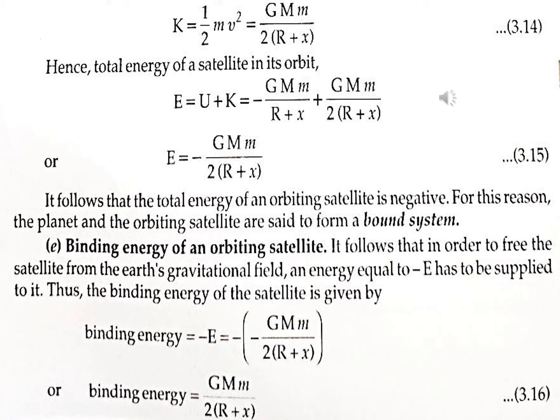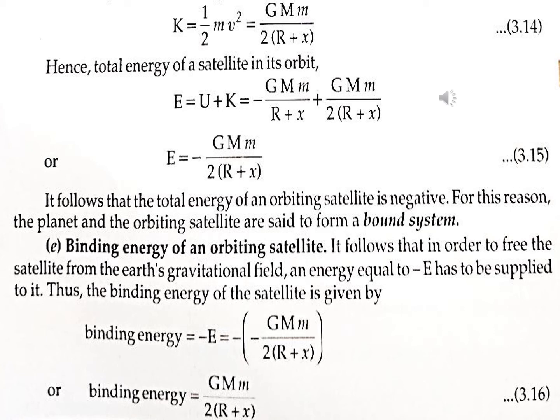And after this we have the binding energy of an orbiting satellite. The gravitational force of attraction between the satellite and Earth will provide the necessary centripetal force for the satellite to move around the Earth in a circular orbit. So the gravitational force is the product of the mass of Earth and the mass of the satellite, divided by the distance square.